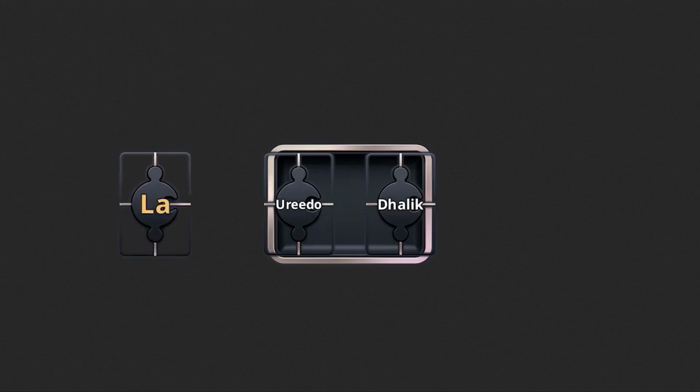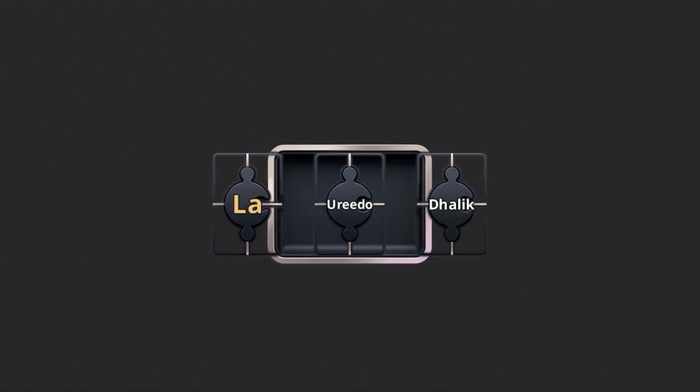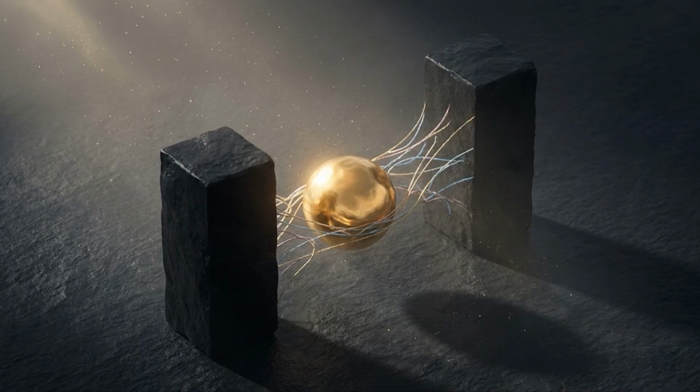To refuse something, we use the word for no or don't, which is la. Place la at the very beginning of your sentence to change the meaning to I don't want this. La uridu dhalik. Mastering the vowel bridge is a key step in moving away from a word-by-word translation toward the natural rhythm of the language.